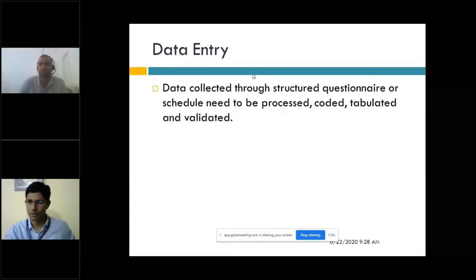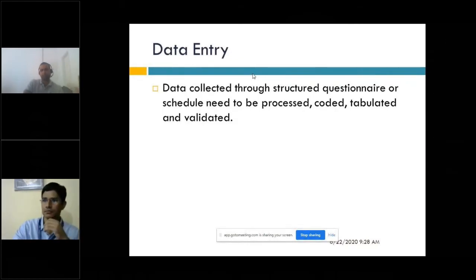So data collected through structured questionnaire or schedule need to be processed, coded, tabulated, and validated. Coding means we can have numbers for each and every option. Then we can tabulate, summarize. Nowadays tabulation is easy. Manual tabulation was very difficult. Validation means that each and every record and data is valid, having internal consistency. There is no inconsistency between respondents' responses.